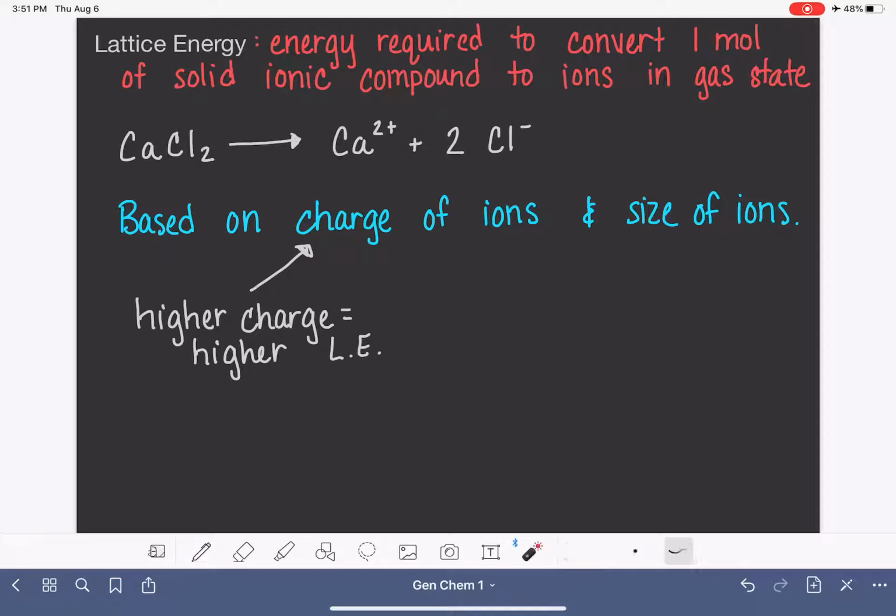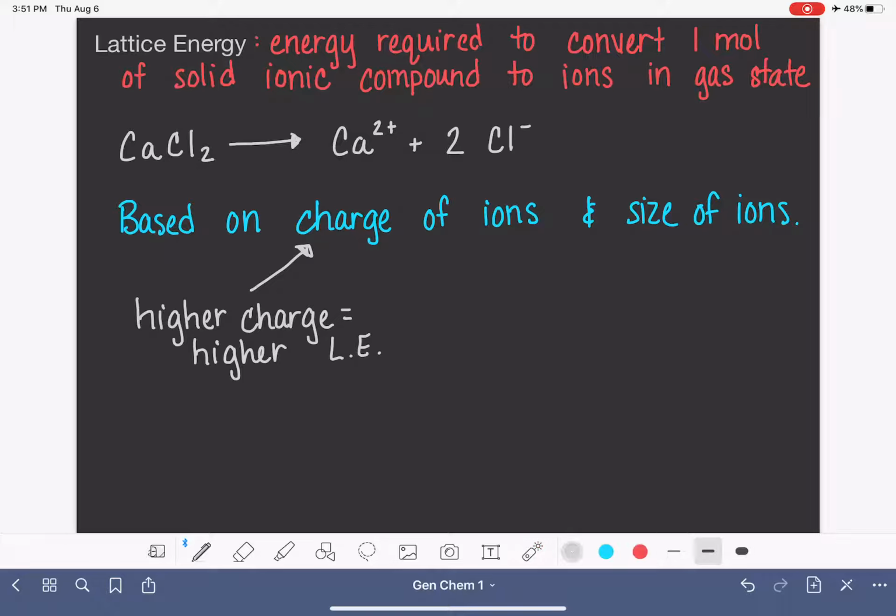This should make sense to you because if we have a high charge ion like a +2 or a -2 or even a +3, -3, that indicates a very powerful positive charge or a very powerful negative charge, which means that those ions are going to be held together with quite a bit of force. It's like a strong magnet, and that means it's going to take more energy to pull those apart.